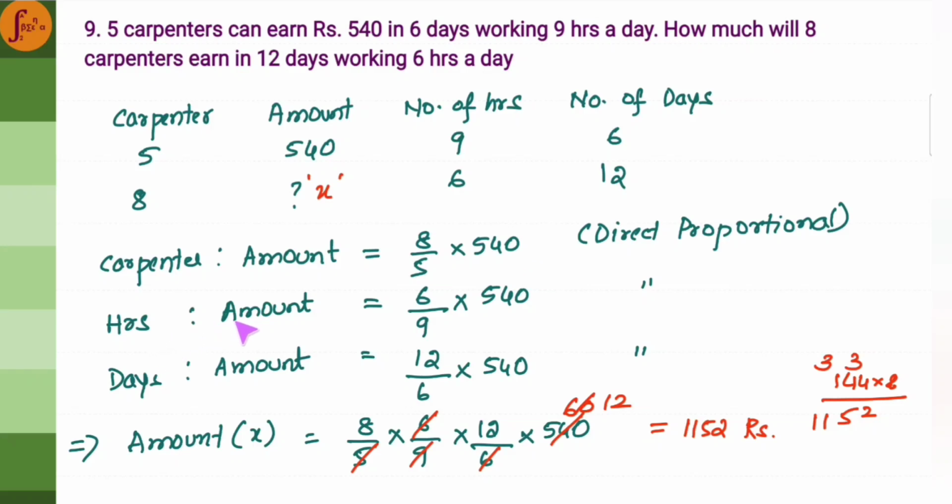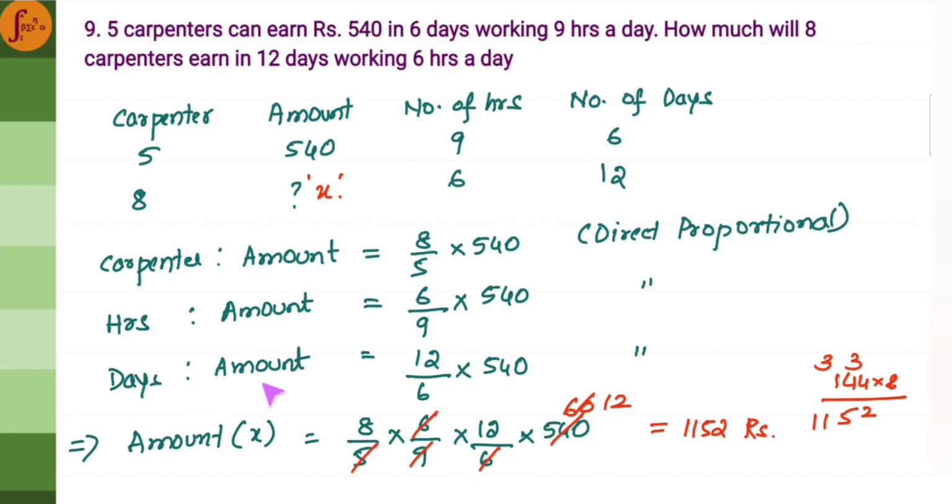Similarly, you will take hours and amount. 9 hours if you work, you earn 540. What if you work 6 hours? So it's going to be less, right? So again, it's directly proportional. This will reduce, this one also will reduce. So it is directly proportional. So it's going to be 6 by 9 into 540.